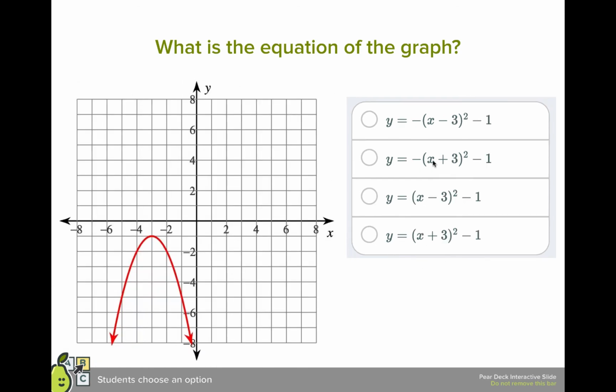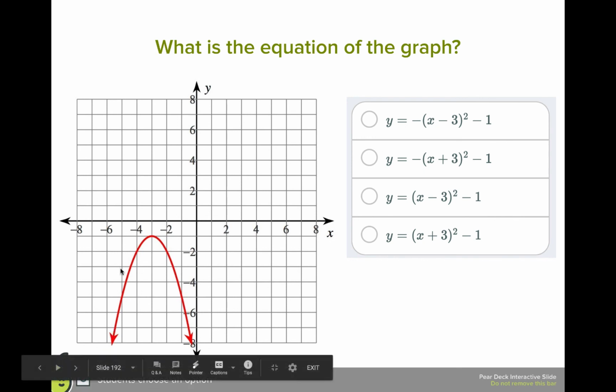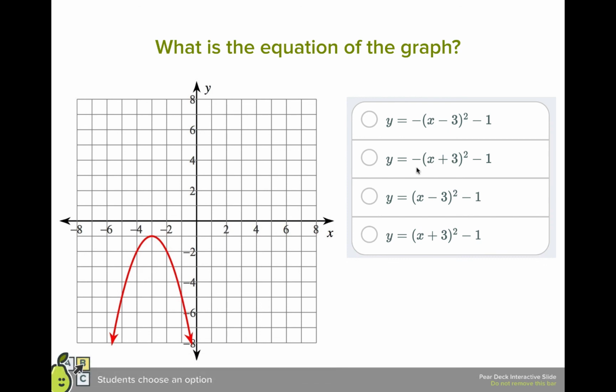Okay, last one. Which one of these equations gives you this graph? Notice it's flipped, so I know it's going to be one of the first two because it's flipped over the x-axis. Then my vertex is left 3, down 1. So opposite, same. So this should be your equation.